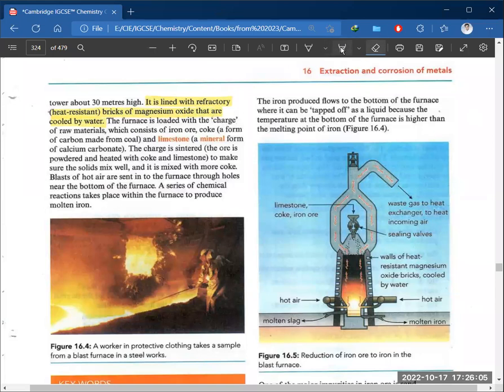Okay, now Zahra, continue. The furnace is loaded with the charge of raw materials which consist of iron ore, coke, a form of carbon made from coal, and limestone, a mineral form of calcium carbonate. The ore is powdered and heated with coke and limestone to make sure the solids mix well, and it is mixed with more coke. Blasts of hot air are sent into the furnace through holes near the bottom of the furnace. A series of chemical reactions takes place within the furnace to produce molten iron.